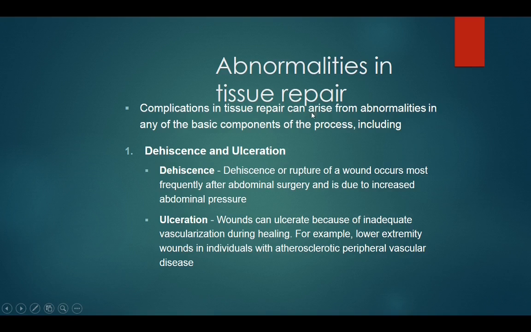Complications in tissue repair may arise from abnormalities in any of the basic components of the process, including dehiscence and ulceration. What is dehiscence? Dehiscence is the rupture of a wound. It occurs most frequently after abdominal surgery and is due to increased abdominal pressure. After a laparotomy, the sutures which are put over there can burst open because of increased abdominal pressure. That is called dehiscence.